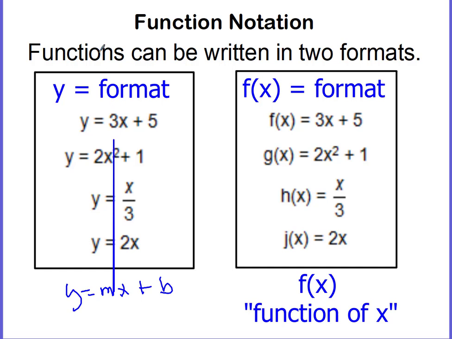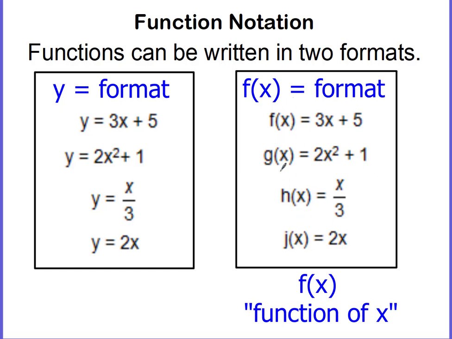Sorry about that line going through there. But it can also be written with this little format right here. And this is what we call our function notation. It stands for the function of x, and the way you say it is f of x. So this says f of x is equal to 3x plus 5. g of x is equal to 2x squared plus 1. h of x is equal to x divided by 3. j of x is equal to 2x. So these are ways that we write functions using this function notation.